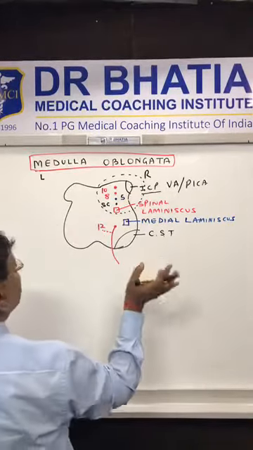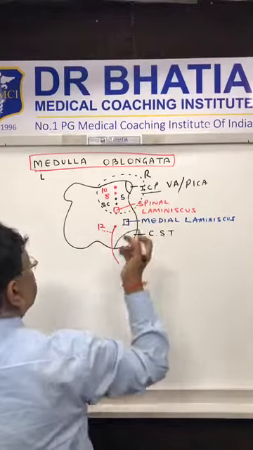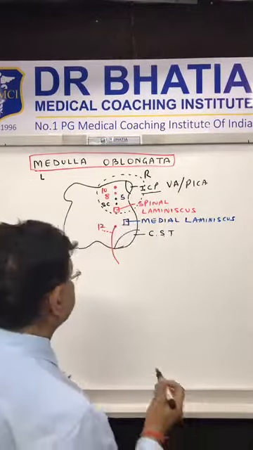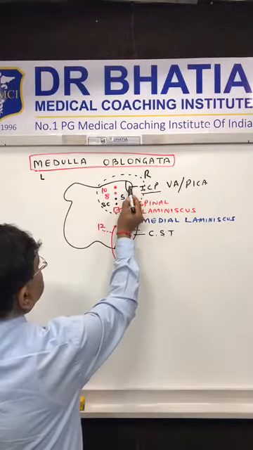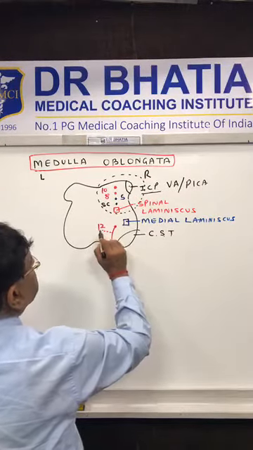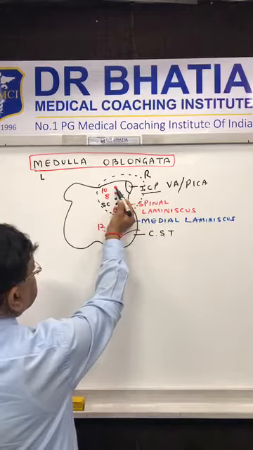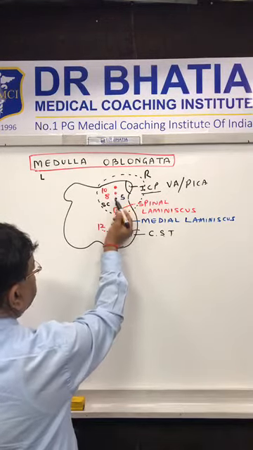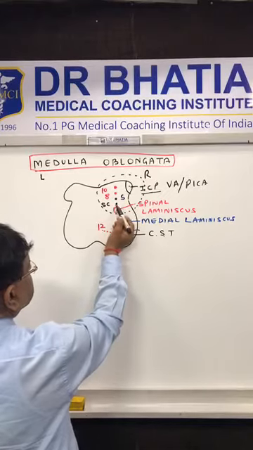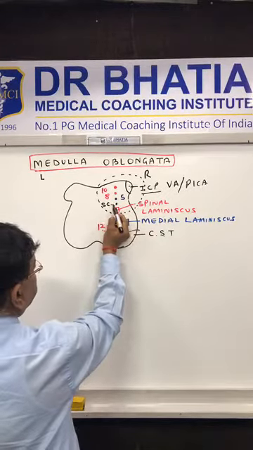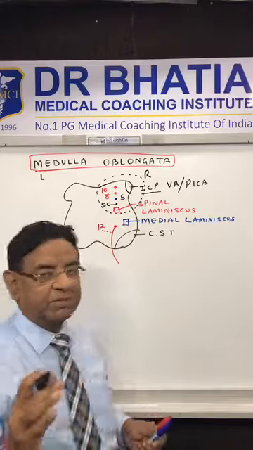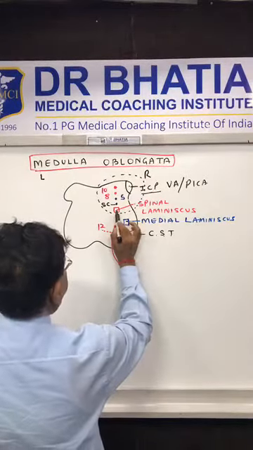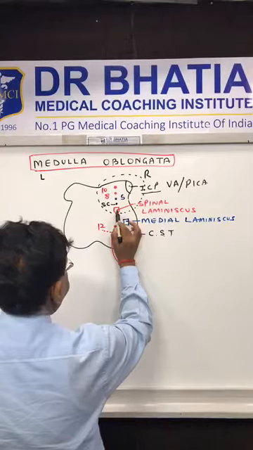So now what will happen to the patient? What clinical features will the patient have? Look at the board now. The patient will have ipsilateral cerebellar features, ipsilateral 10th nerve palsy, 8th nerve palsy, 5th nerve palsy, and Horner syndrome because of involvement of the sympathetic chain. But there will be contralateral loss of pain, touch and temperature.